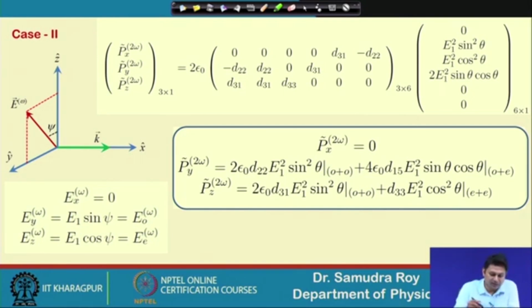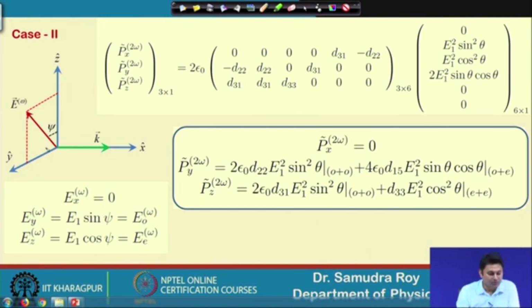The figure is shown here. E, k is along this direction, this is the direction along which the phase matching is there, but the orientation of E basically is important. Even though the phase matching is there, P z is not equal to 0, still we find that there is no electric second harmonic generation.